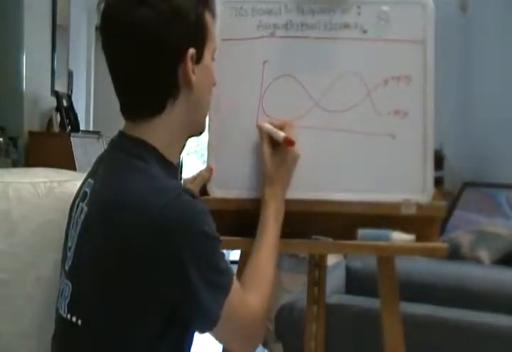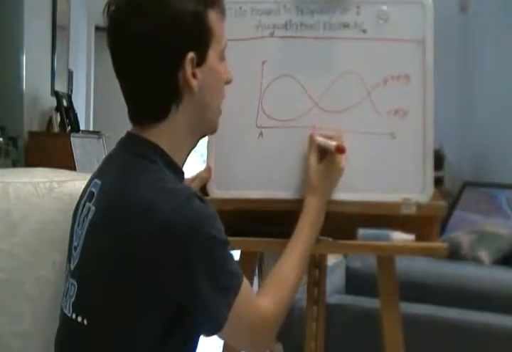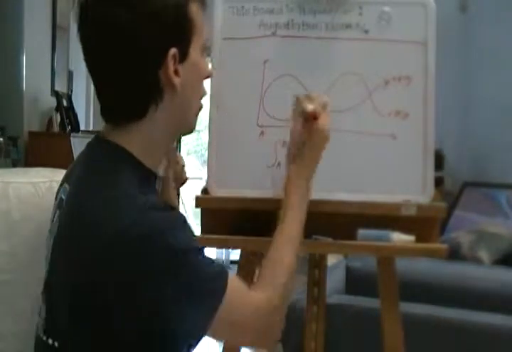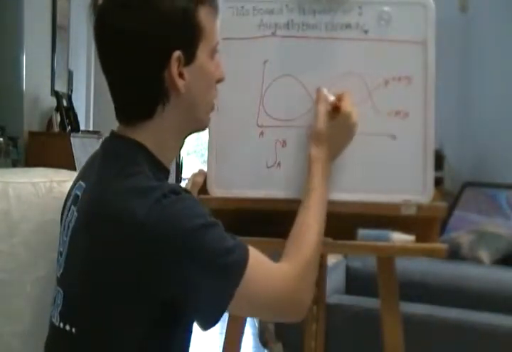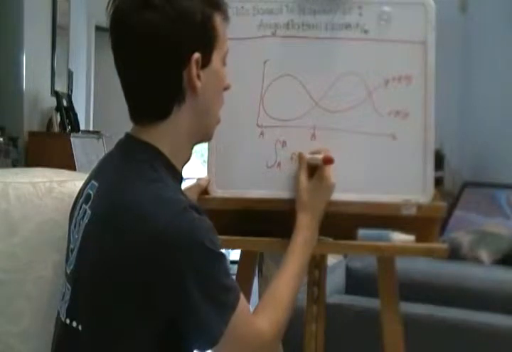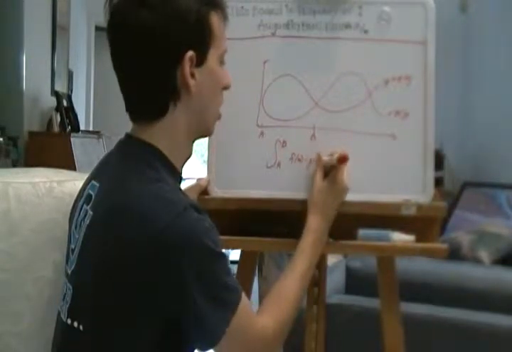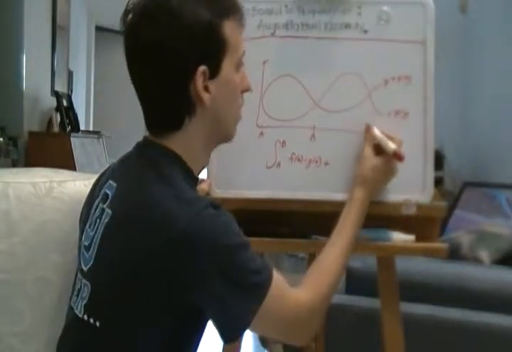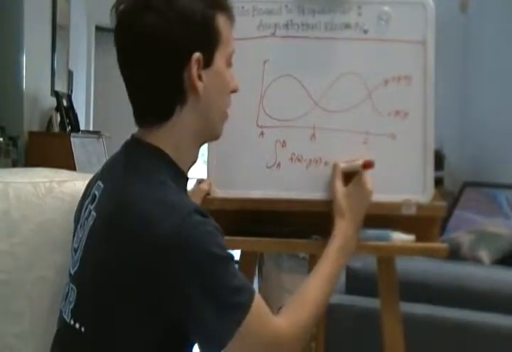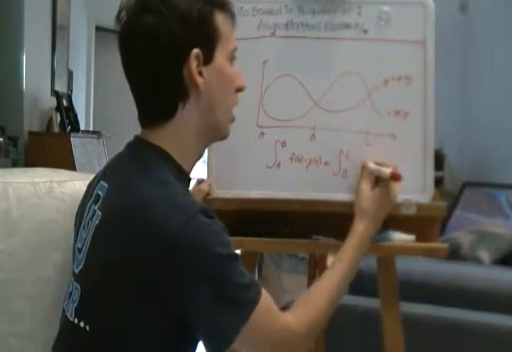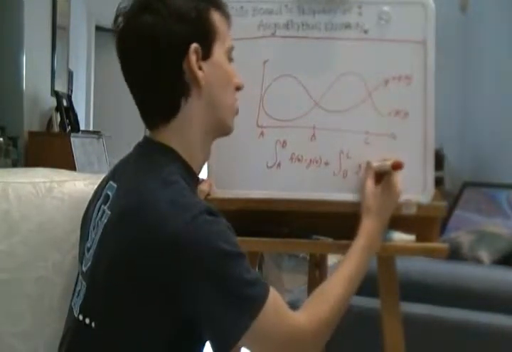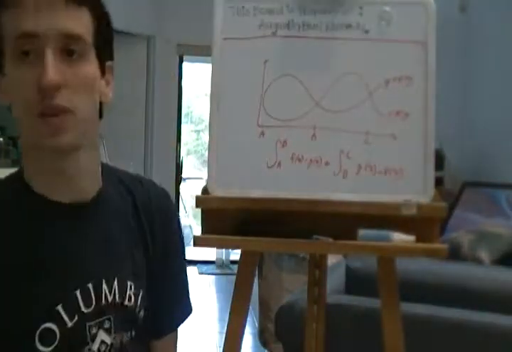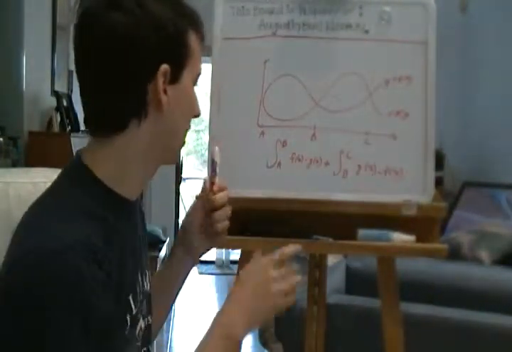Well, between a and b, it would be the integral from a to b of, let's see, which one's on top? f of x minus g of x. But we also have to add the integral from b to c, wherein g of x is on top, minus f of x. So that's the way that you'd tackle a problem like that.